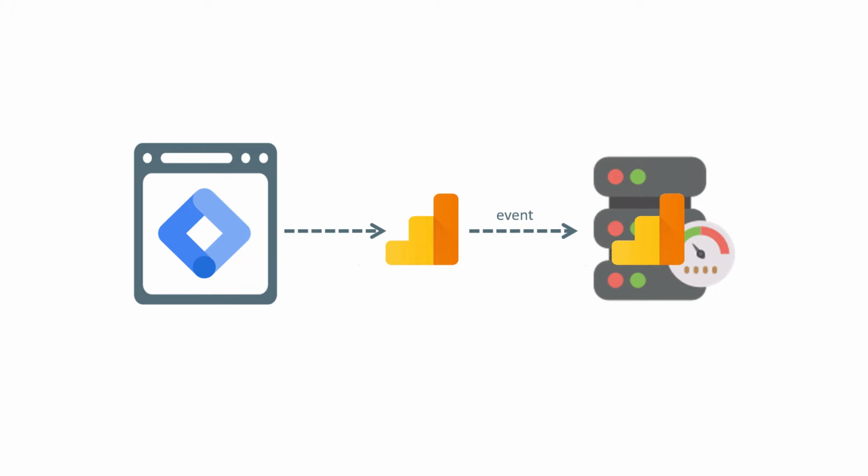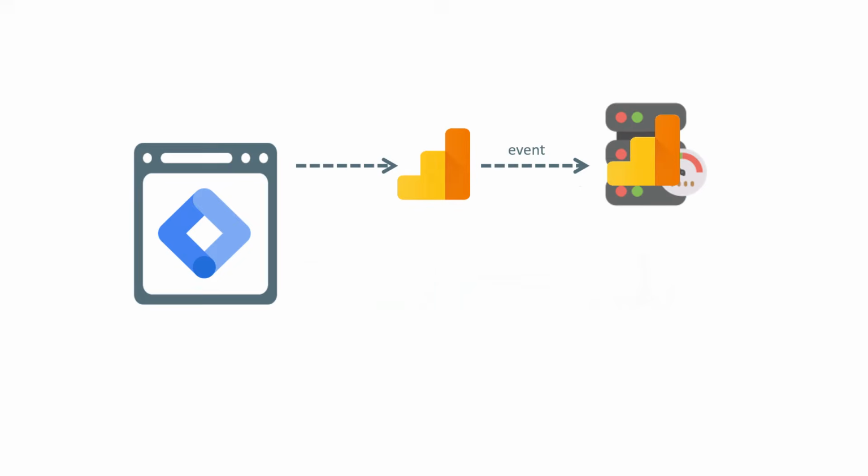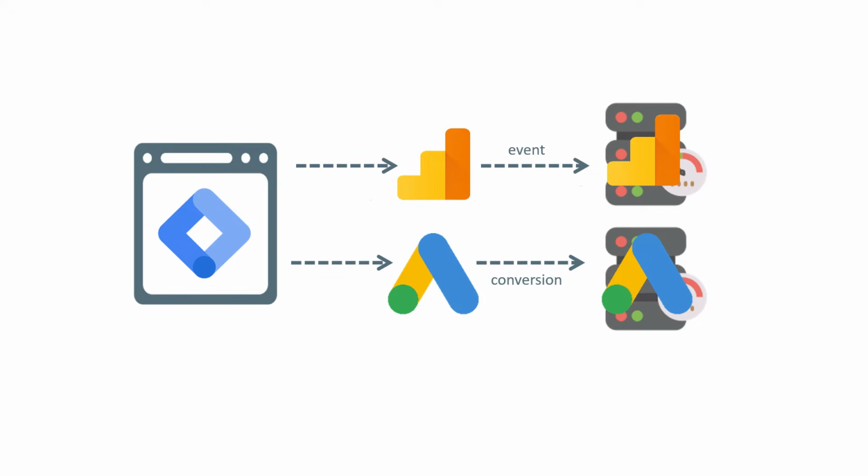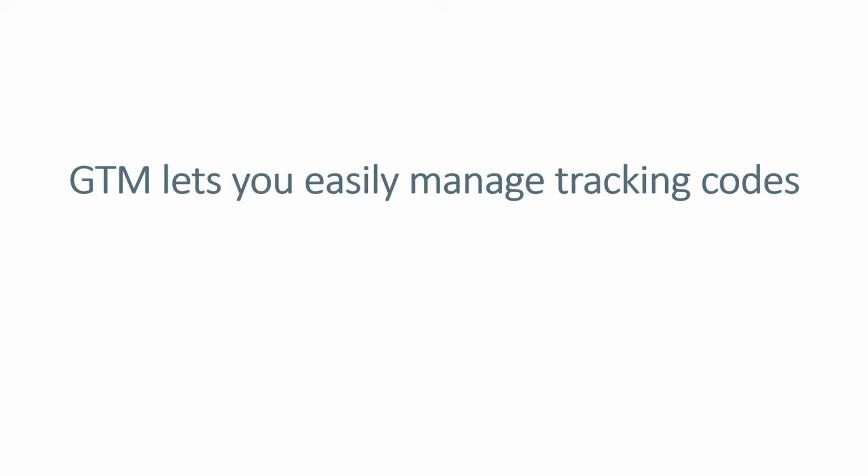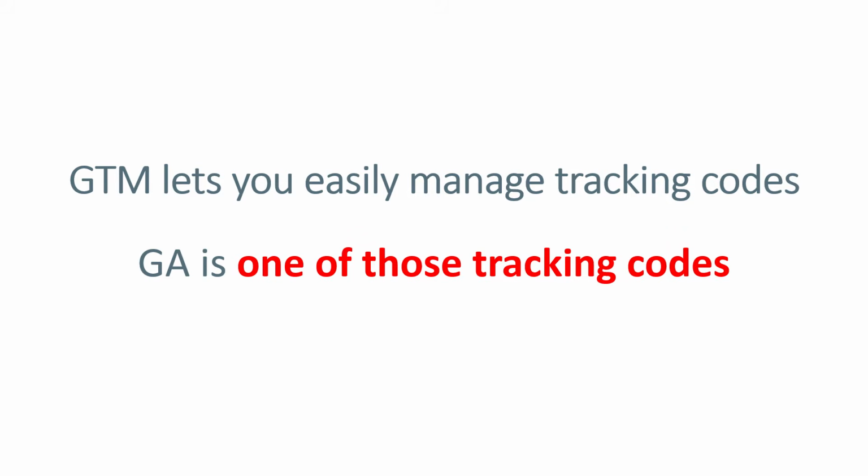In fact, this applies not only to Google Analytics. You can also use Google Tag Manager for tools like Google Ads, Facebook Pixel, or something else. In a nutshell, Google Tag Manager lets you easily manage tracking codes, and Google Analytics is one of those tracking codes. So Google Tag Manager does not replace Google Analytics. Google Tag Manager enhances the process of how you work with Google Analytics, or actually how you collect data with Google Analytics.